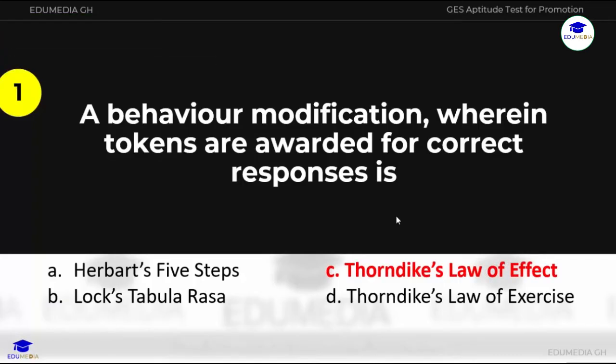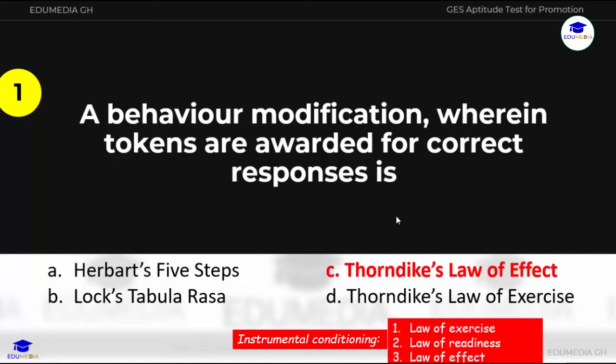In educational psychology, you know that there's an American psychologist known as Edward Thorndike who developed a theory of learning known as instrumental conditioning. This instrumental conditioning is also known as the trial and error learning. From his various experiments, Thorndike developed 3 laws of learning. You have the law of exercise, the law of readiness, and the law of effect. Of these laws, the law of effect stated that behavioral responses that are followed by pleasure would be strengthened and responses followed by pain would be weakened.